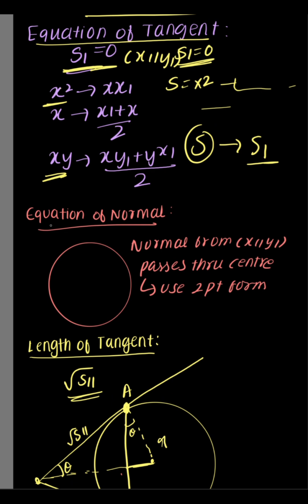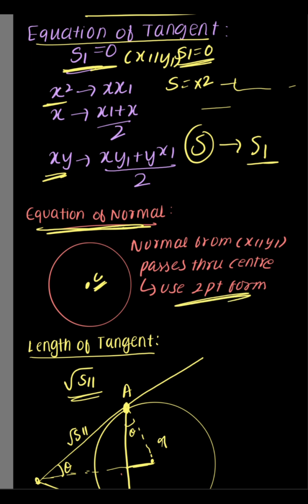Moving on, let's find the equation of the normal. For a circle, finding the equation of the normal is actually pretty easy, mainly because every normal passes through the center. So if they ask you about a normal that is passing through a point (x1, y1), you already have another point, which is the center of the circle.